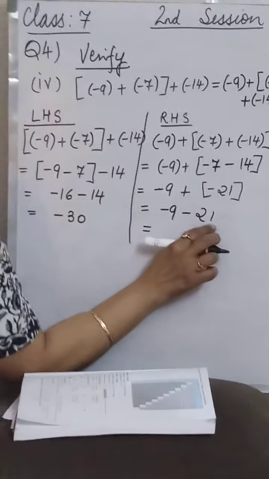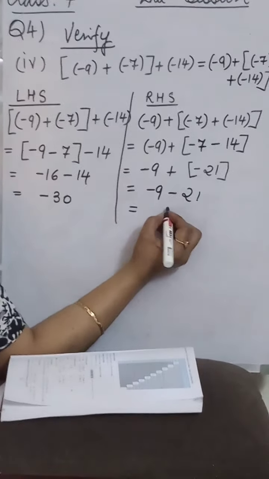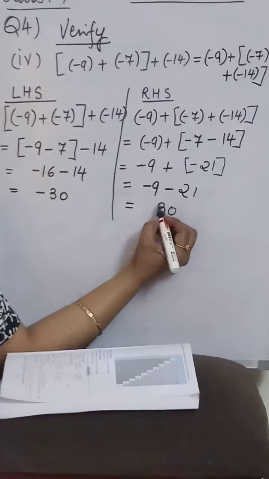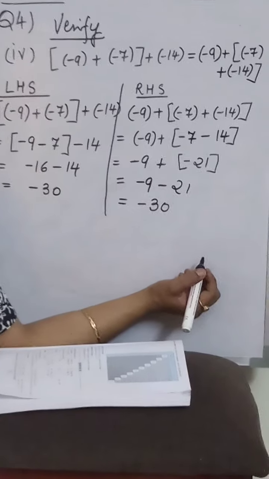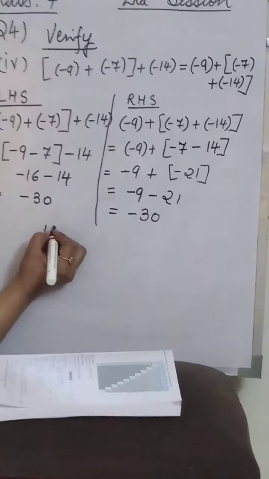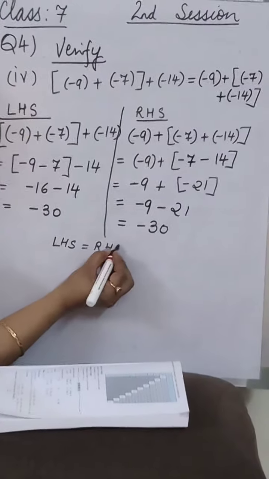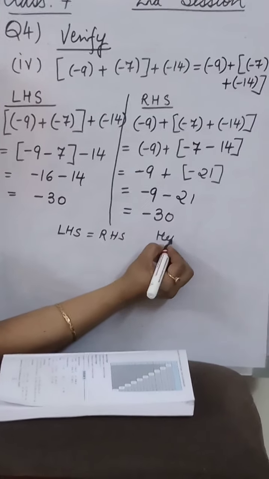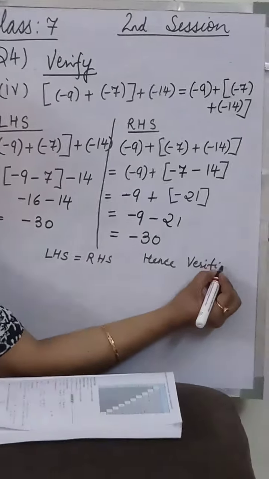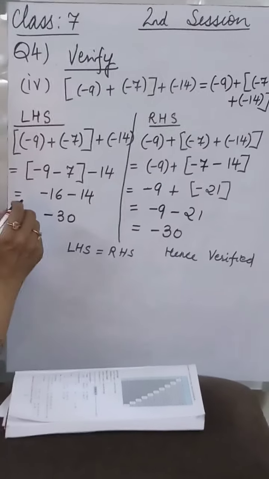Minus 9 and minus 21, both the numbers have the same sign, so it is going to be added. So 21 plus 9 will give you 30. We always put the sign of the greater number after solving. So it becomes minus 30. Here we see LHS and RHS both are equal. So what we write? LHS is equal to RHS, hence verified.